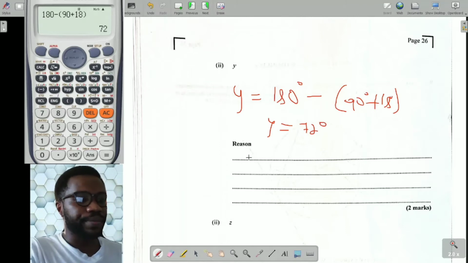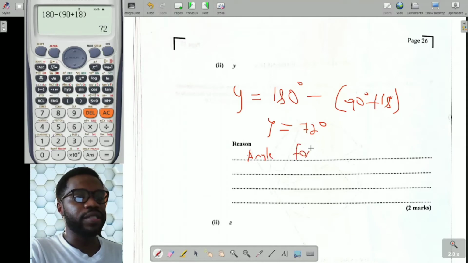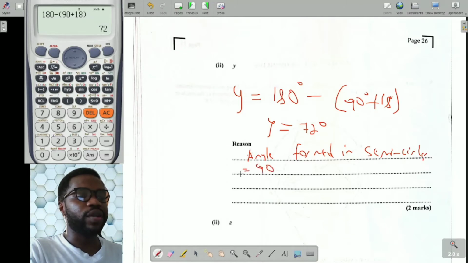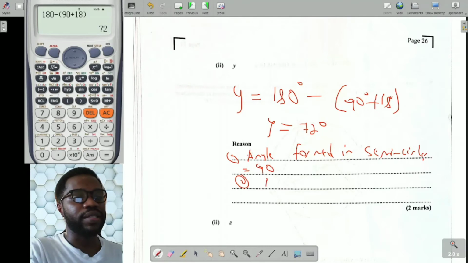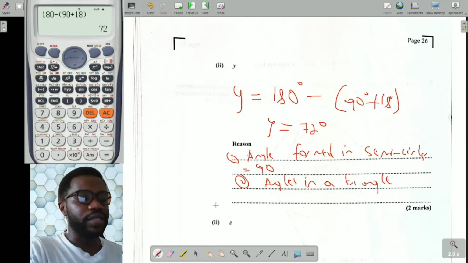Now, what are the reasons? So we have angle formed in a semicircle. That angle was equal to 90 degrees as we showed you before. That's one reason. The second reason is that the angles in a triangle add up to 180 degrees. And you'll be done there.